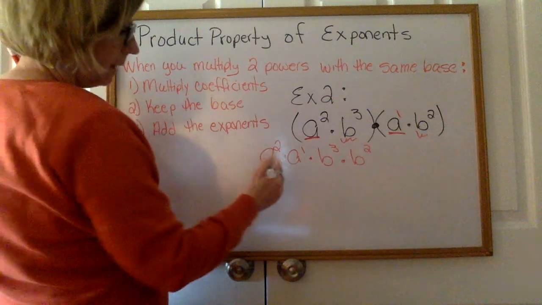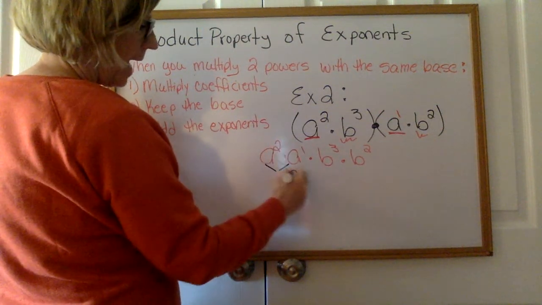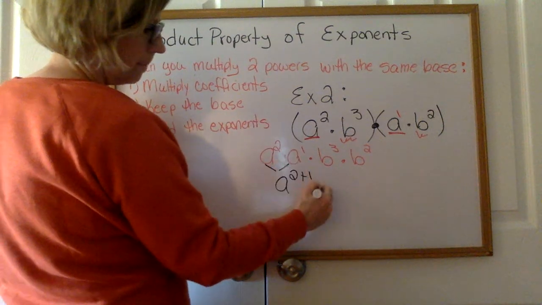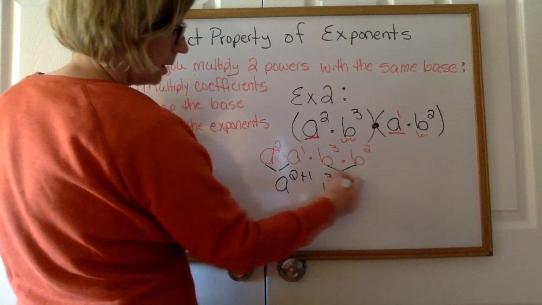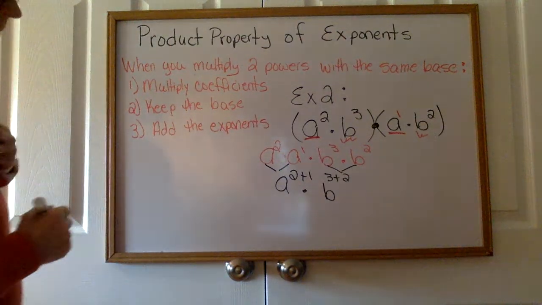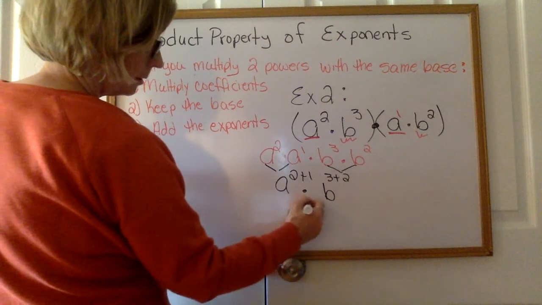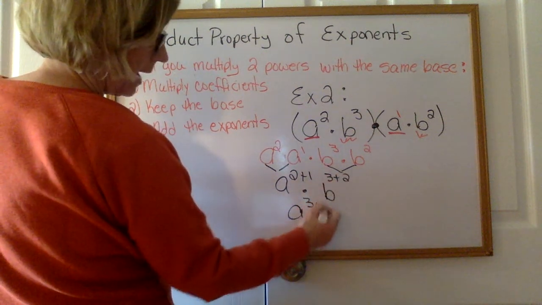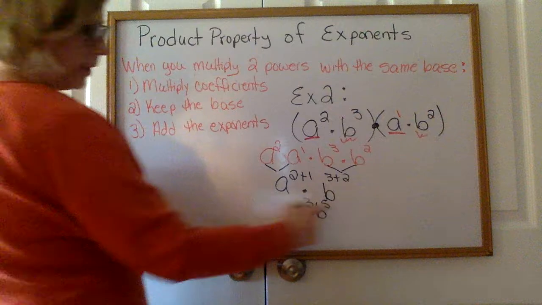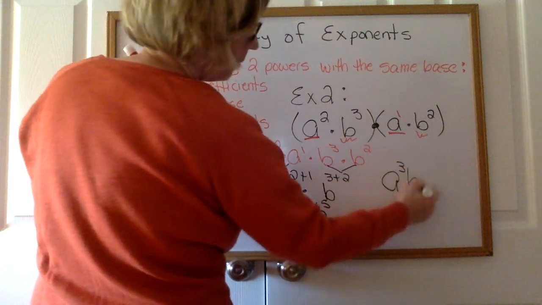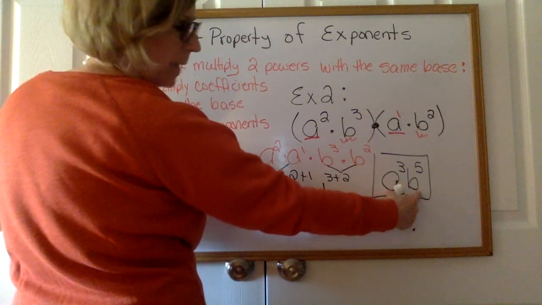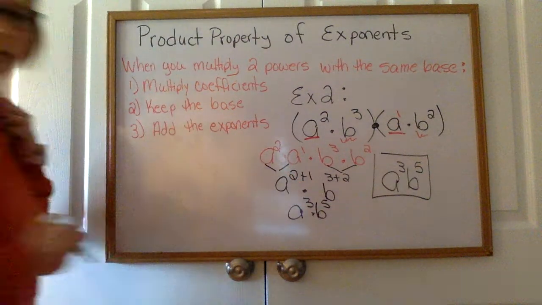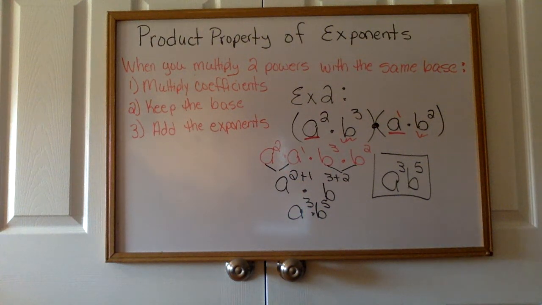Now we can keep the same base and add the exponents. 2 plus 1. Keep the same base and add the exponents. We are still multiplying these two things together. 2 plus 1 is 3. 3 plus 2 is 5. And now we have an answer of a to the third, b to the fifth. This is our answer. Even though these are multiplied, these bases are not the same, so we cannot add those exponents. Okay, pause the video and copy that down.